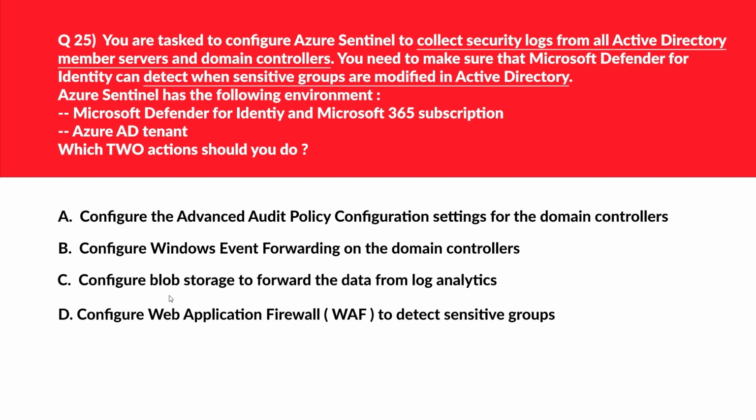C says configure blob storage to forward the data from Log Analytics. There is no requirement of storage, so we don't need blob storage. Hence incorrect choice. Let's now move to option D. D says configure web application firewall to detect sensitive groups. A web application firewall can prevent malicious activities like cross-site scripting, SQL injection, etc., but cannot detect sensitive groups modified in Active Directory, as required by the question. So this option is a distractor.